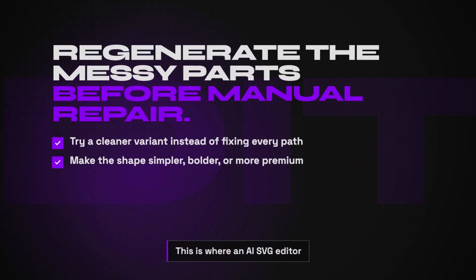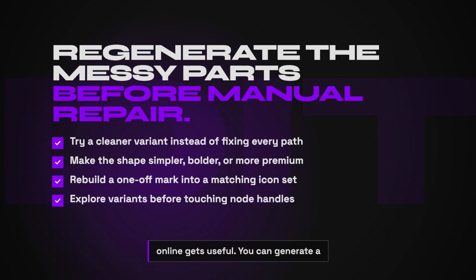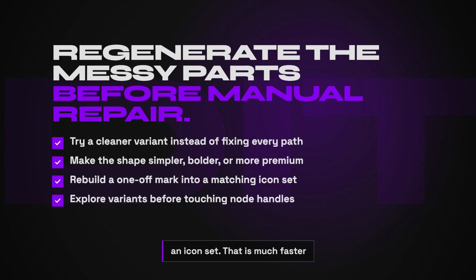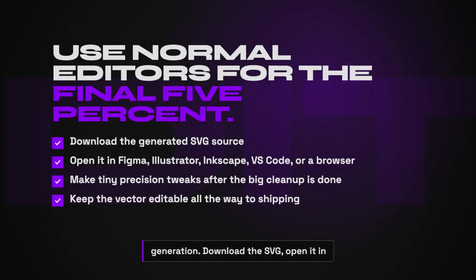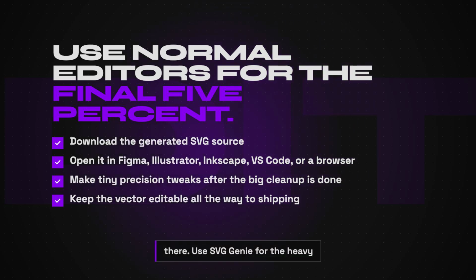This is where an AI SVG editor online gets useful. You can generate a cleaner variant, ask for fewer details, make it more premium, remove tiny shapes, try a monochrome version, or rebuild it as an icon set. That is much faster than repairing every path one by one. And you are not locked into the generation. Download the SVG, open it in Figma, Illustrator, Inkscape, VS Code, or your browser, and make the final precision edits there. Use SVG Genie for the heavy lift, then use your normal editor for the last 5%.